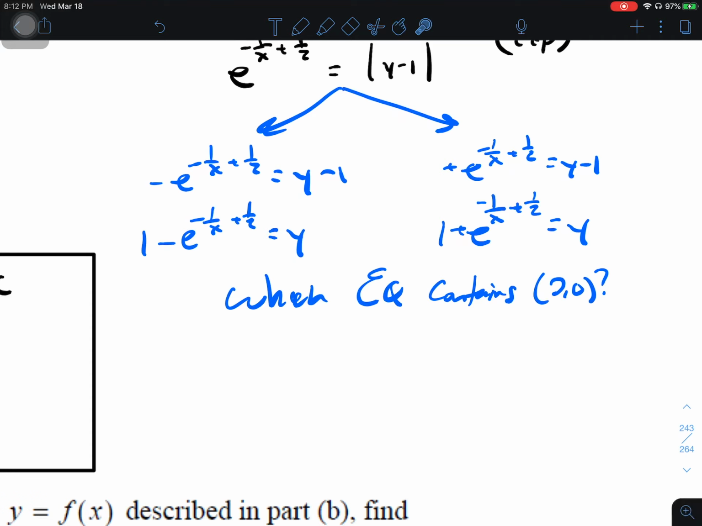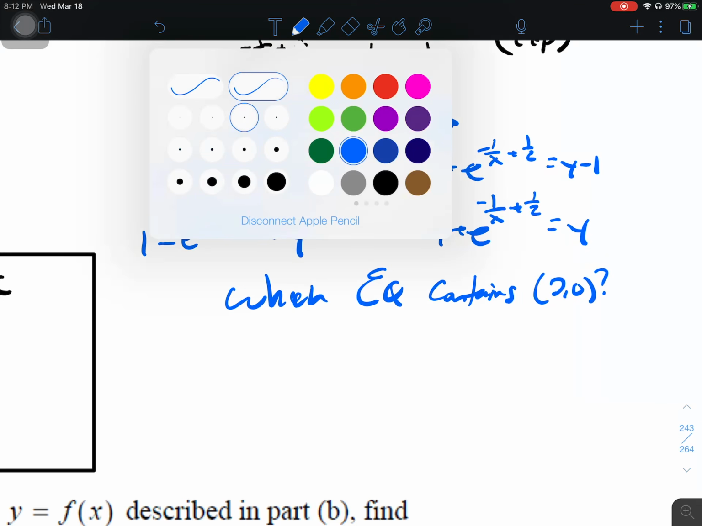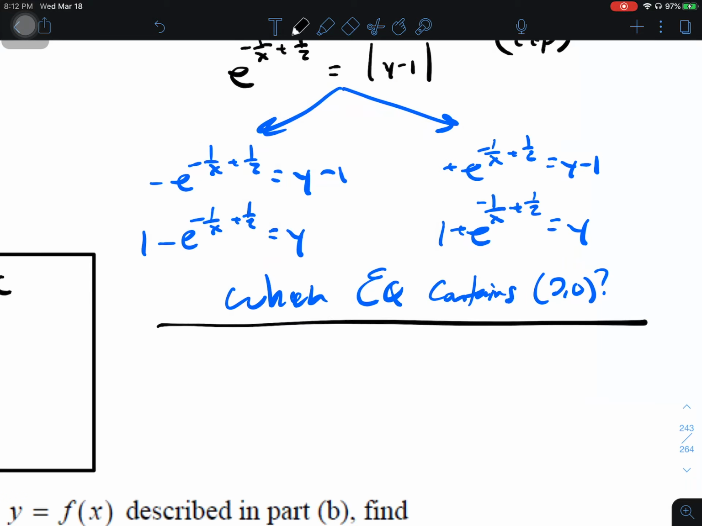Well, let's just reason this out. If we put a 2 in for this, the exponent is going to be negative 1/2 plus 1/2, which is 0. That makes this e to the 0, which is 1. 1 minus 1 is 0. We would get 0 equals 0. So that works for that one. So I'm assuming that's the correct one. We'll check the other one just to make sure. So I'm thinking it's f of x equals 1 minus e to the negative 1 over x plus 1/2.